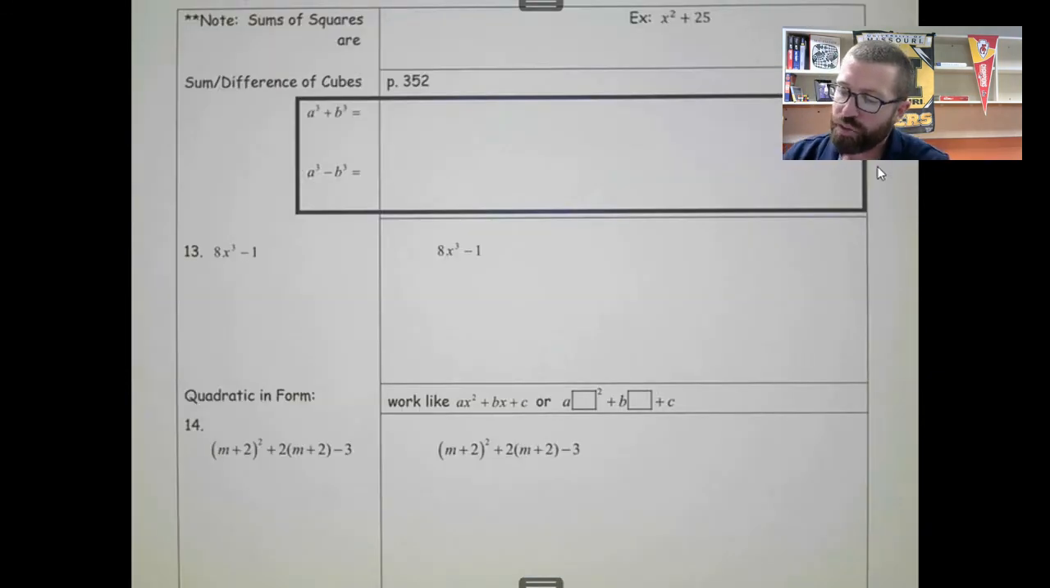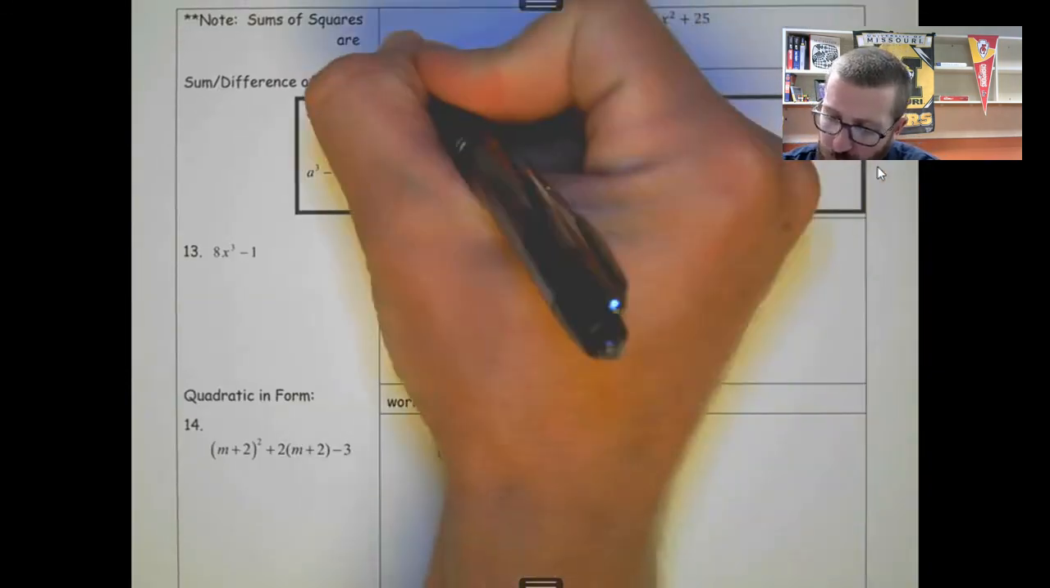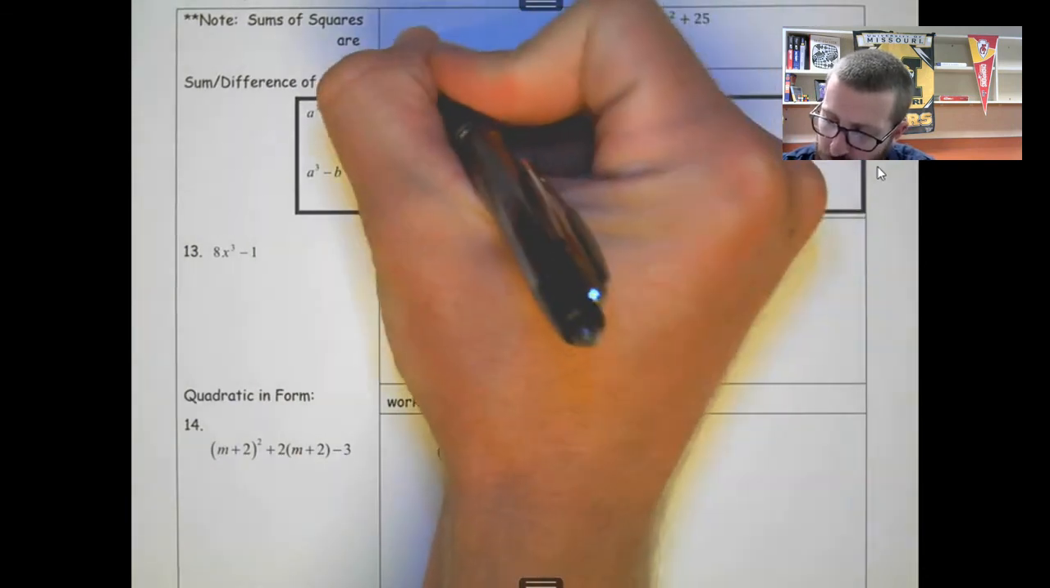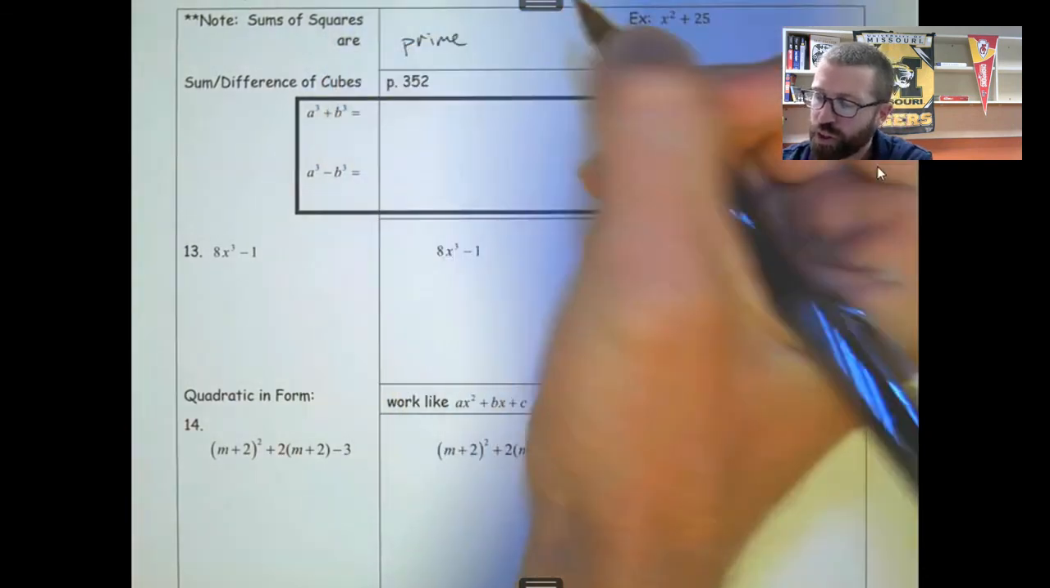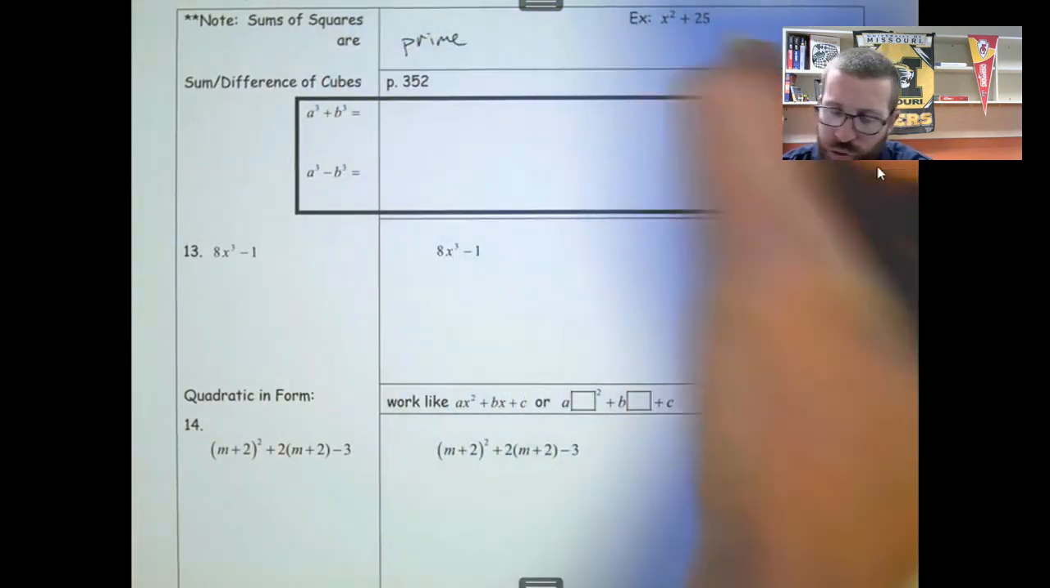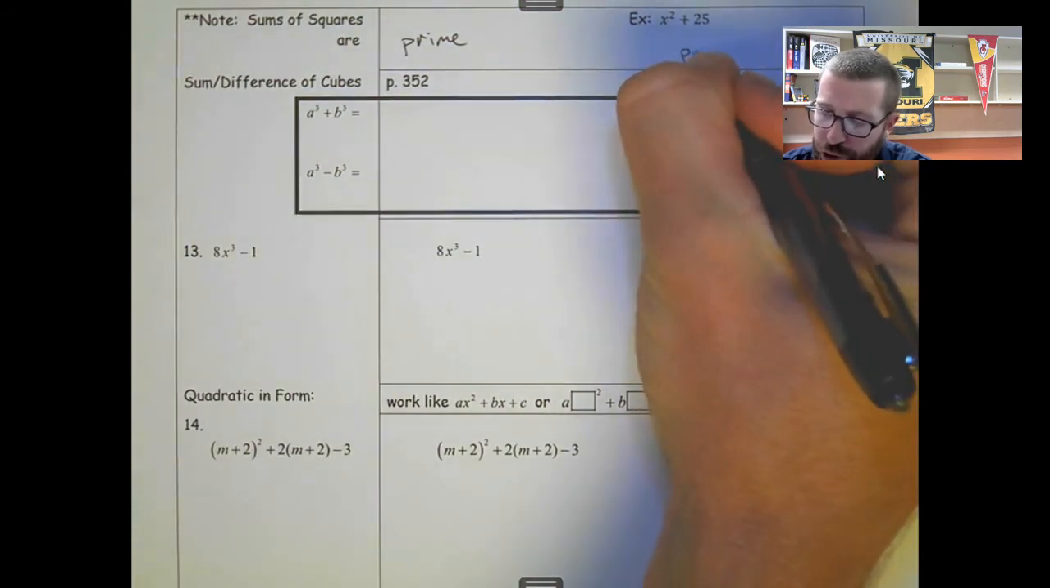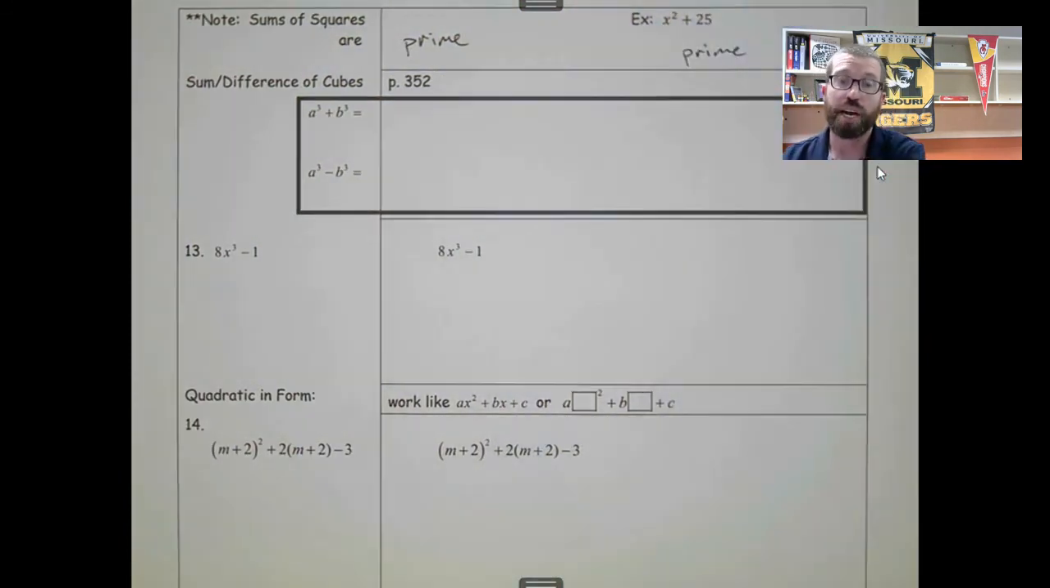A quick note about the sums of squares. Sums of squares are prime, meaning you cannot factor sums of squares. So x squared plus 25, that's prime. You're done. There's nothing else to do in terms of factoring.